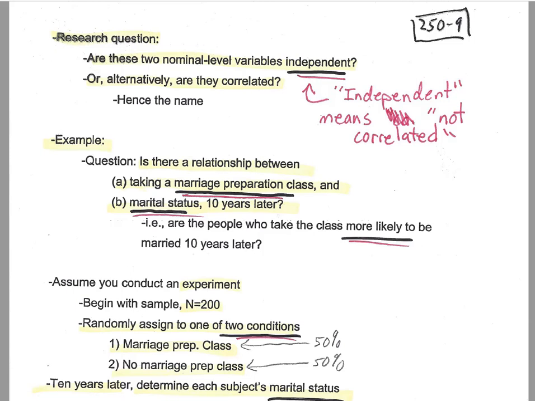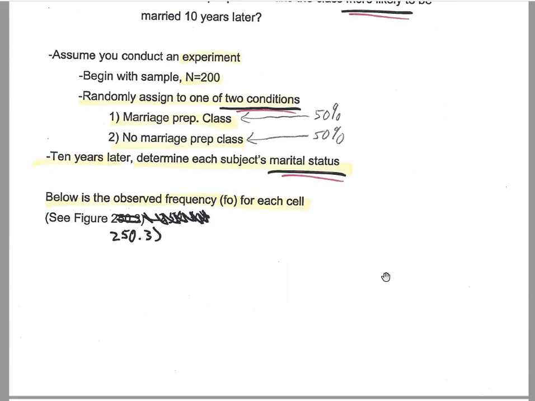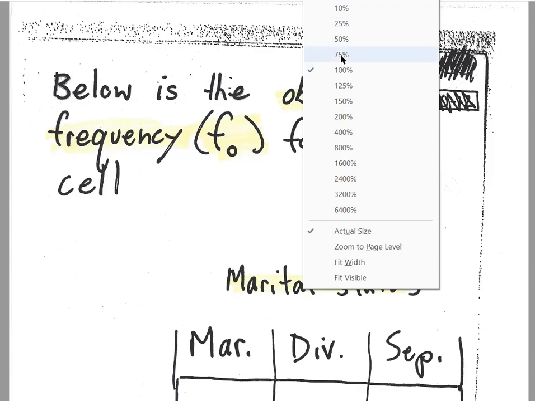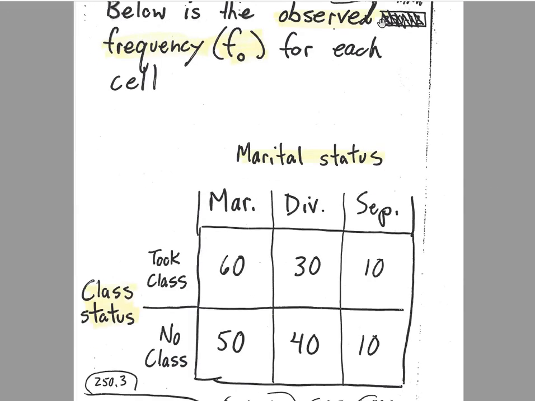Let's imagine now it is 10 years later. We contact them and we ask them, are you still married today? Did you get divorced in the past 10 years? Are you separated at that time? They did the marriage prep class 10 years ago if they were assigned to that condition. Today, we determine what their marital status is. And on page 250-10, we have a cross-tabulation table that summarizes our results.